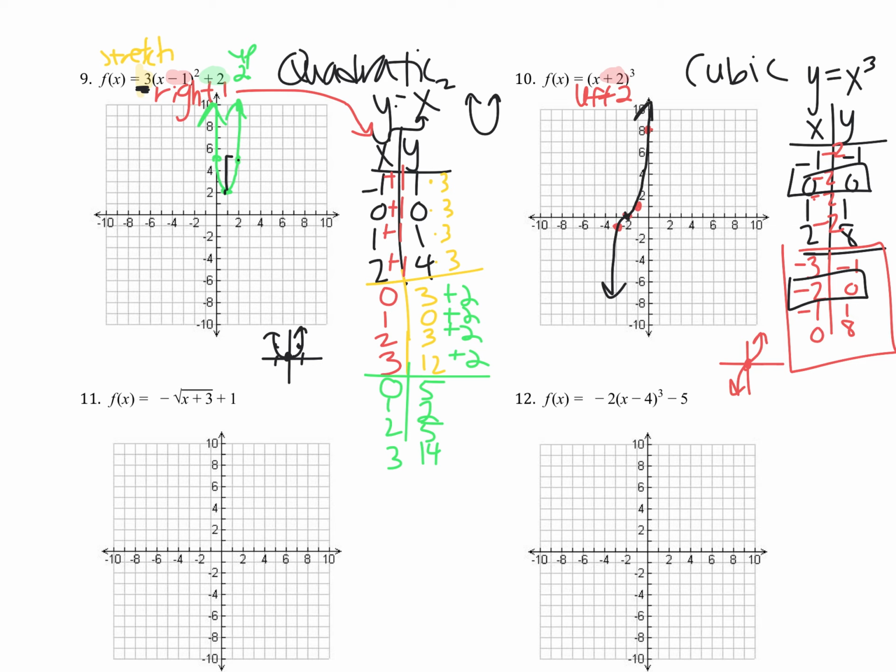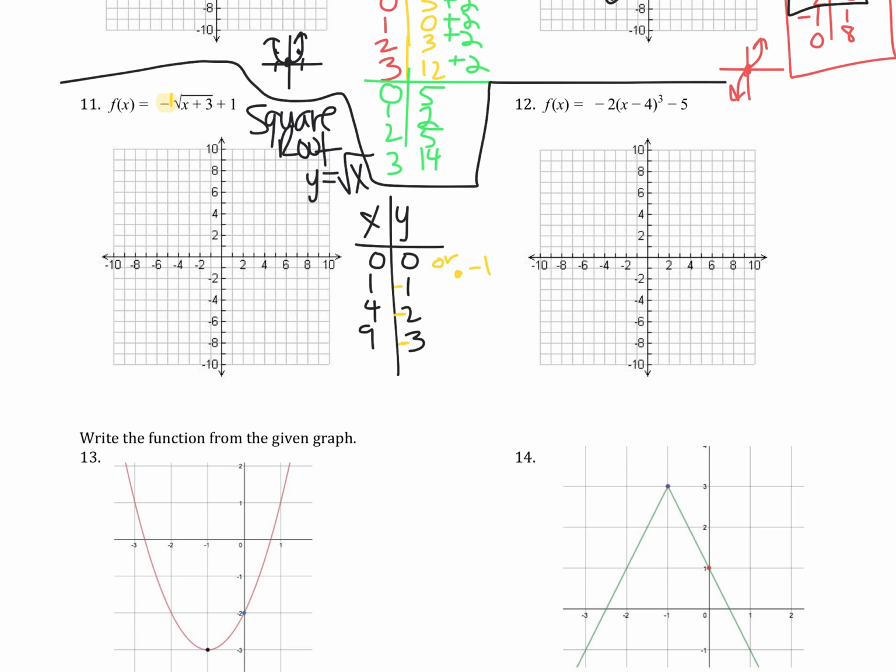Go ahead and do the same. Let's take a look at 11 and 12 in a similar way. This parent function has a square root symbol, so it's the square root. Start with square root of x. Parent function table. Since it's square root, we can't take the square root of -1, so that's why we start with 0, 1, 4, 9 and get 0, 1, 2, 3 when we take the square root of those.